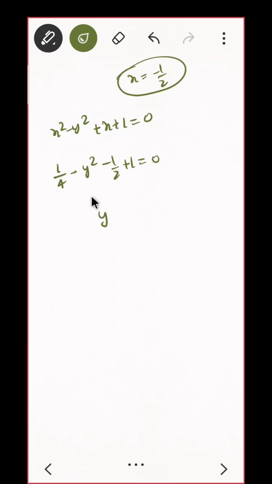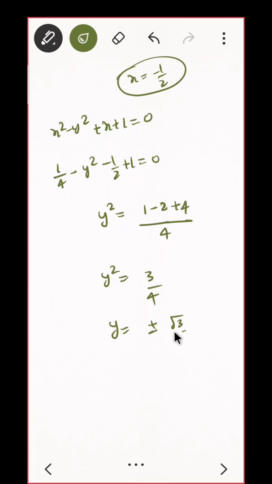So what will this come to? It will be 4. If you put y square on one side, you will be having this is 1 and this is minus 1 by 2. So this will be minus 2 and plus 4 upon 4, correct? So I hope I'm not wrong. So this is y square is 1 minus 2 is minus 1, so 4 minus 1, so this is 3 by 4. Am I correct? Yes. So what will be your value of y? Y will be plus minus root 3 by 2.